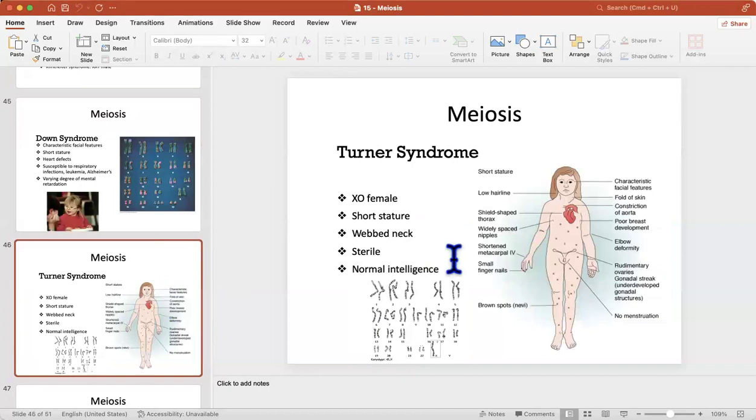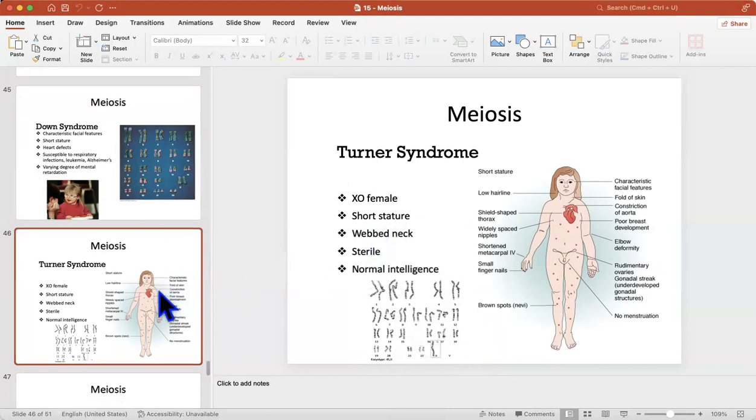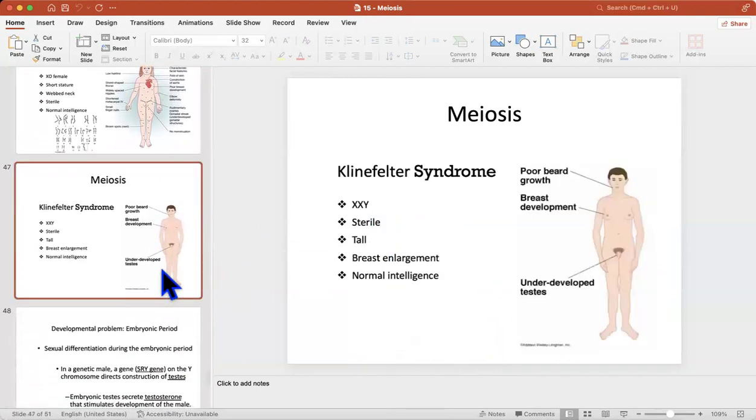And then another one is Turner syndrome. Turner syndrome is when you look at the karyotype and find that the last pair of chromosomes is supposed to be XY, and you only have one X. So it's missing one. And Klinefelter syndrome, you have 2 X, 1 Y, so an extra sex chromosome. And these are the symptoms.